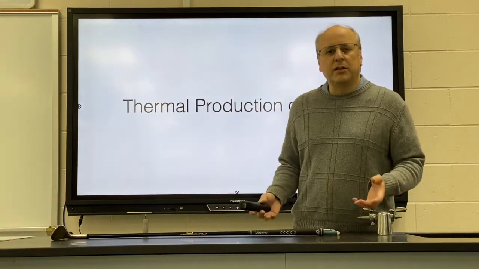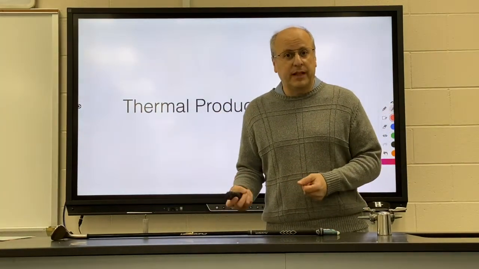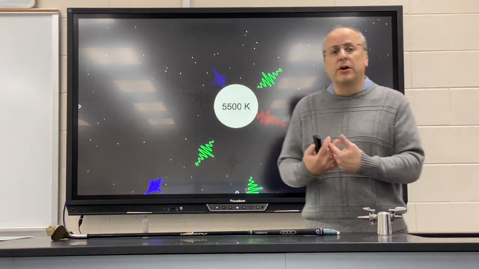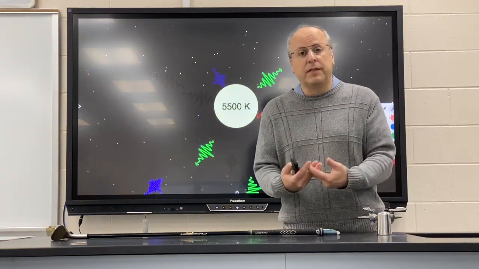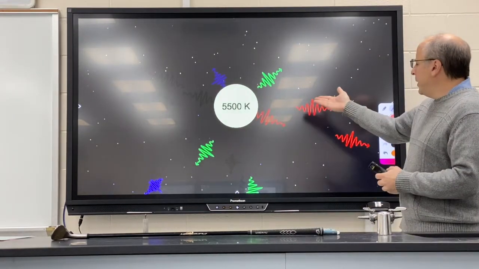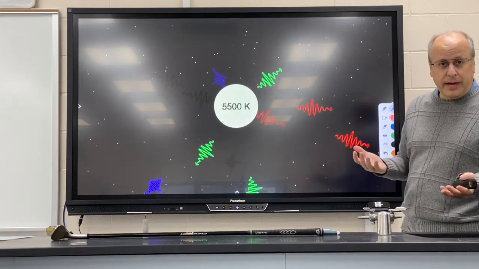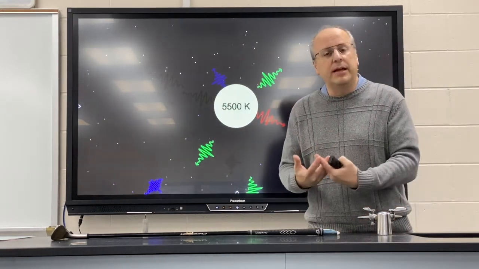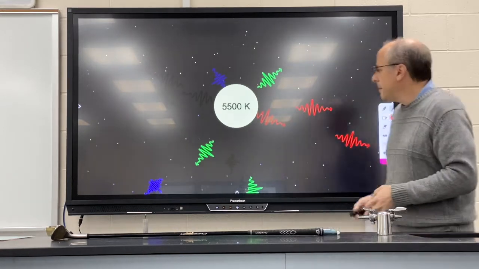So today we'd like to talk about the thermal production of light. What this refers to is that objects that are hot are going to give off light. This is called radiation. And we are going to look at some stars of different temperatures and look at the quality and the quantity of the light coming off of the star.